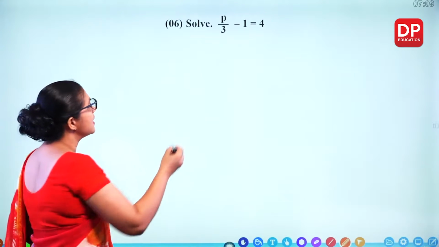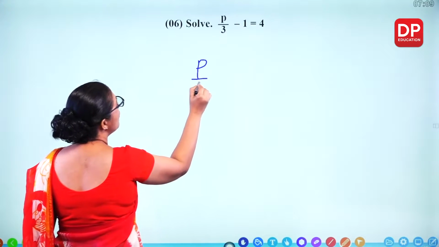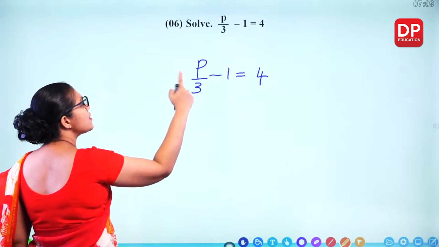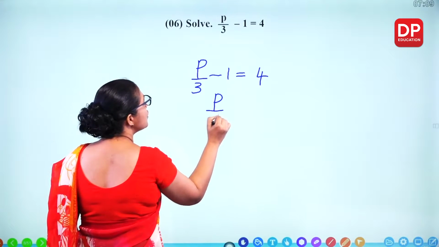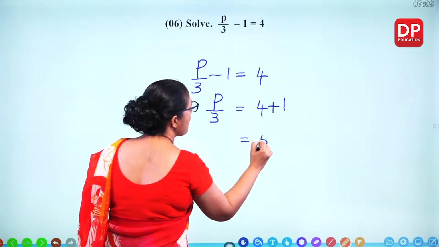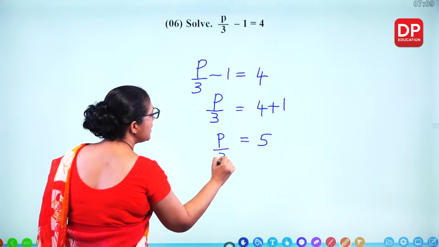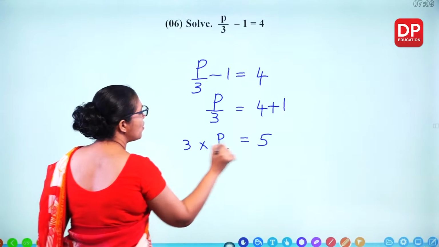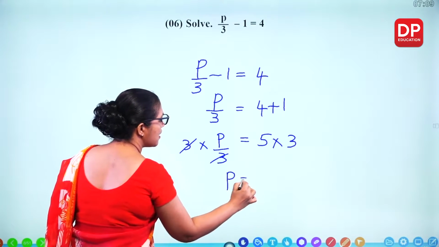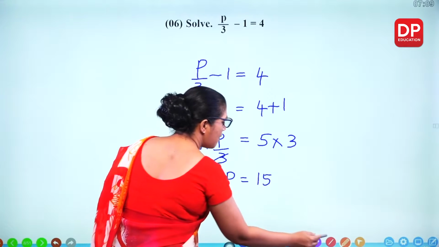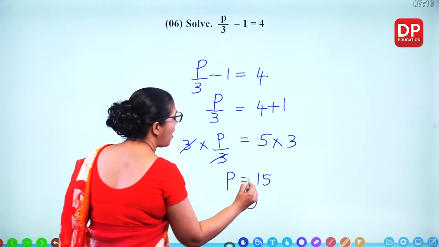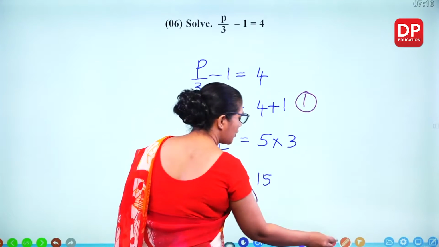Question number 6. Solve. P over 3 minus 1 equals 4. So you can take minus 1 to the other side. That means addition, 4 plus 1, that's 5. Now how do you get rid of this 3 in the denominator? You multiply both sides by 3. So P becomes 5 times 3, 15. 1 mark for the answer and 1 mark for the method.